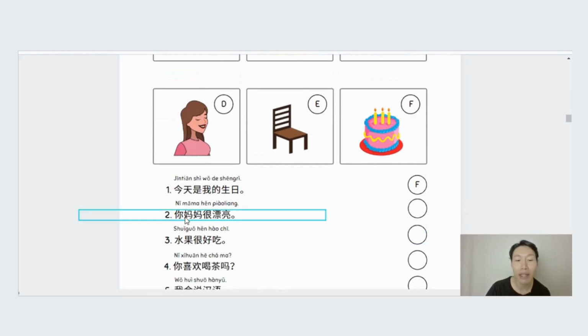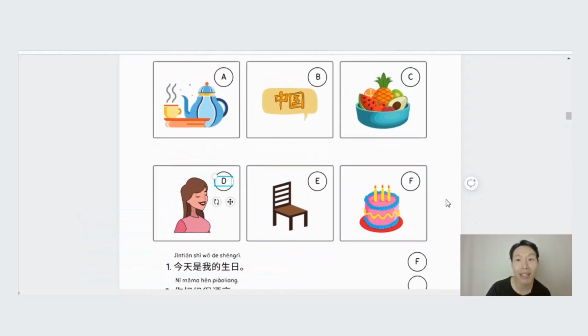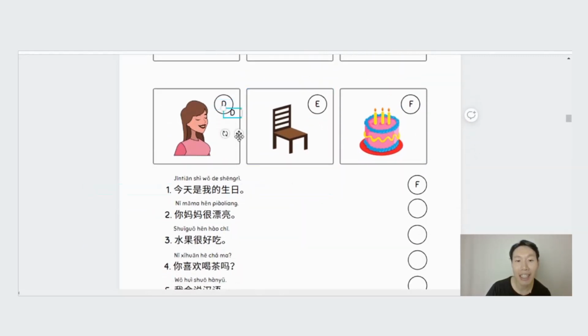The second one. 你妈妈很漂亮. 你 means you. 妈妈 means mom. 很漂亮 means very beautiful. So if we look over here, only this one has a woman in it, so we can assume that it is a mom. So the answer is D.